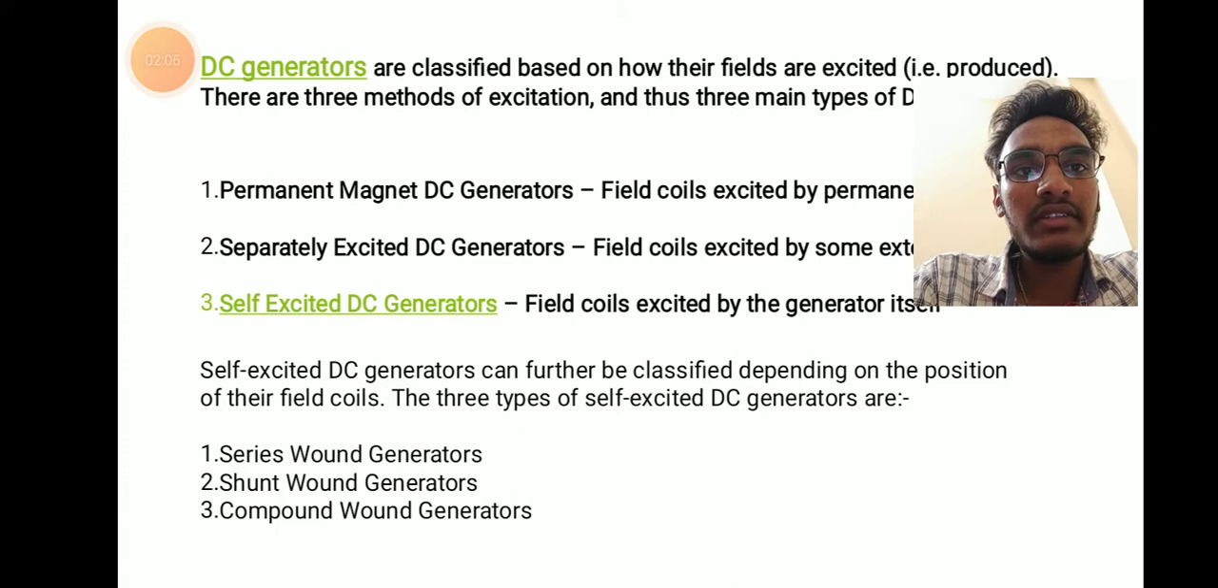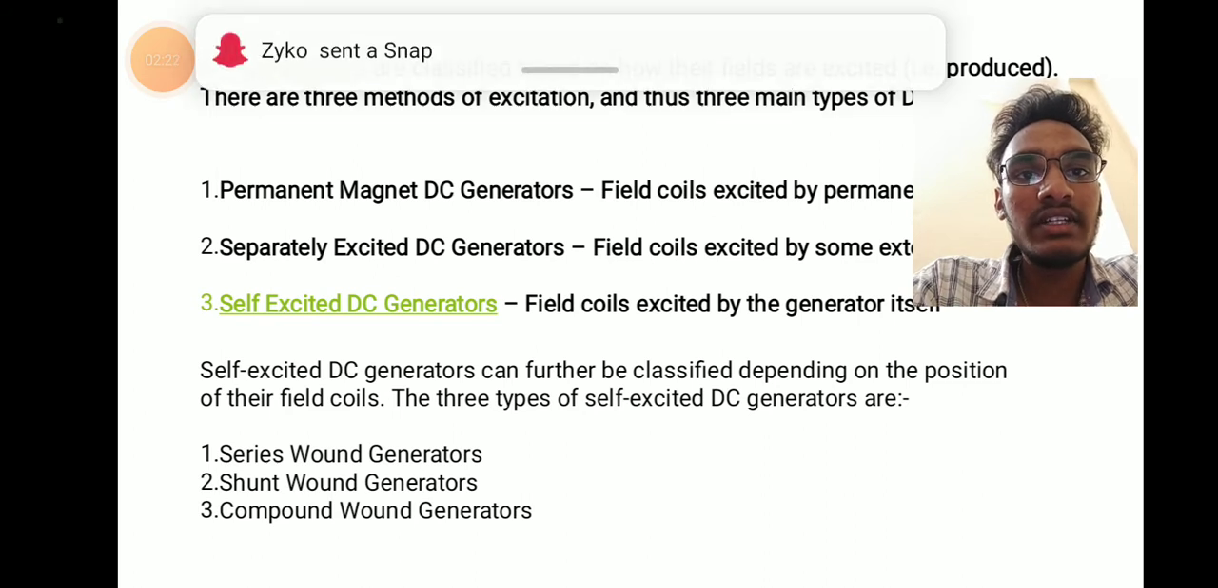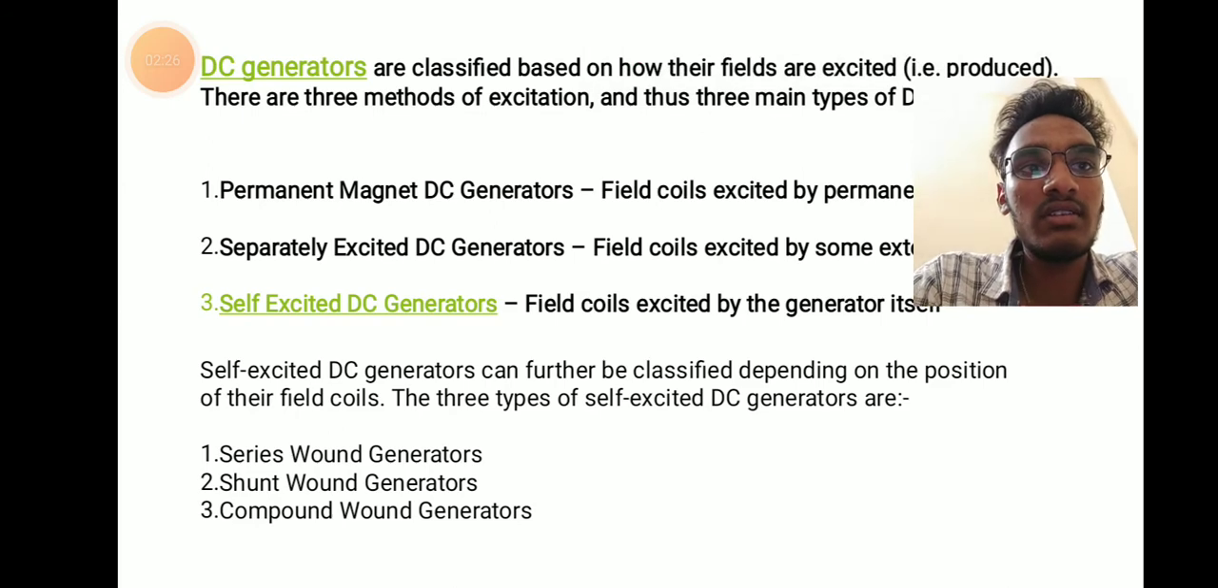Self-excited generators can further be classified depending on the position of their field coils. The three types of self-excited DC generators are series wound generators, shunt wound generators, and compound wound generators.